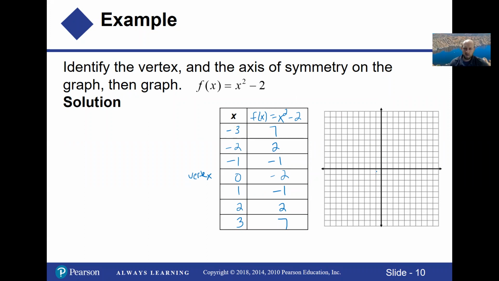So let's go ahead and graph that quick. I have -3, 7. It's going to be right there. This pen sometimes bothers me. It's not good at making circles or dots. See what I'm talking about? -1, -1, 0, -2, 1, -1, 2, 2, and then 3, 7.